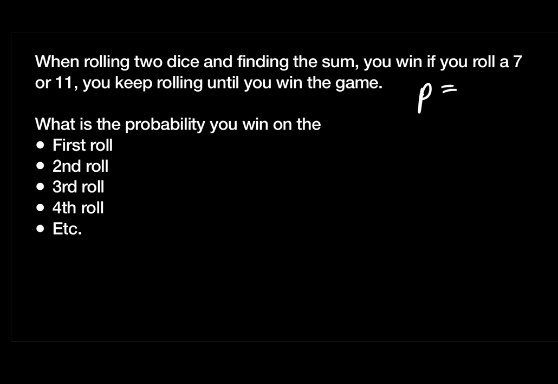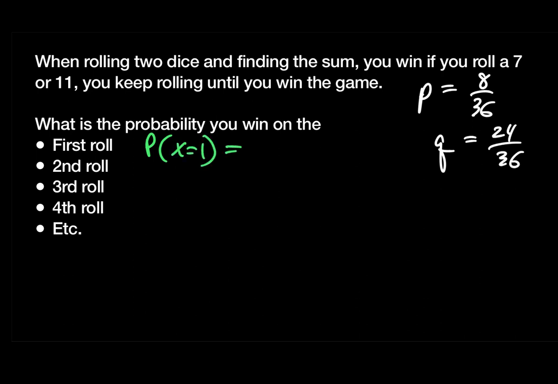7 or 11? Well, 7, we did that earlier. There's 6 ways to get a 7. How many ways can we get 11? 2 ways. So there are 8 ways out of 36 to win, which means there are 24 ways out of 36 to lose. What's the likelihood that I win on my first roll? So probability that x is 1. Well, that's going to be 8/36.